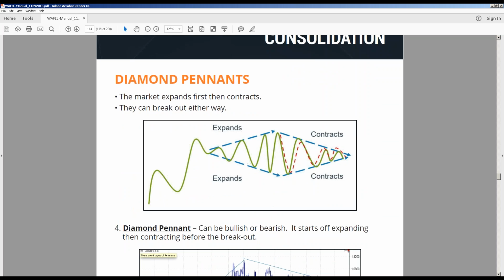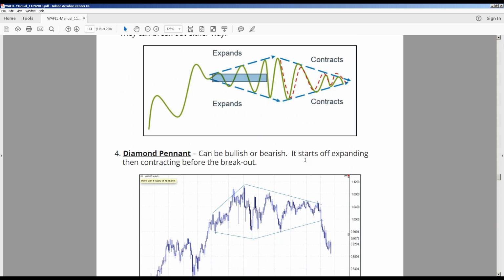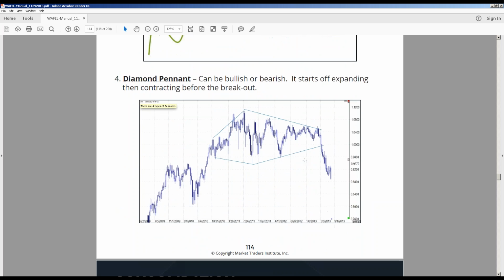Then we get to diamond pennants. This is by far one of my most favorite patterns. The market expands first and then it contracts. So it forms a bit of a broadening formation and then starts to contract. And they can break out either way, but I've seen that they reverse. In my personal experience, they reverse a trend. Nice reversal pattern.